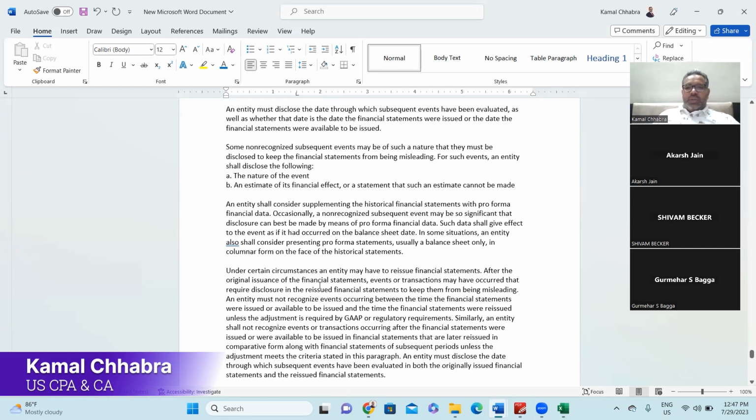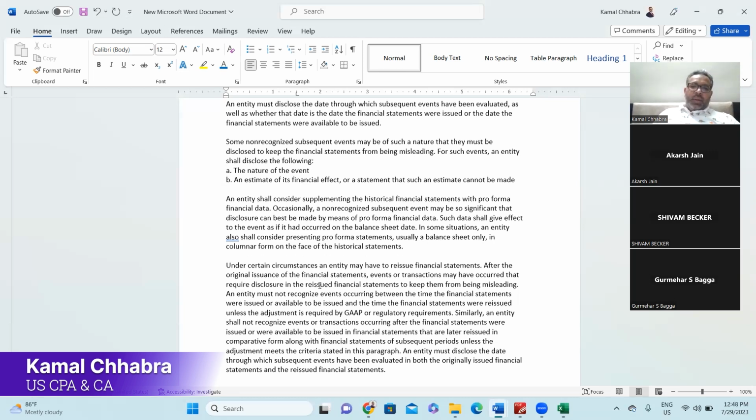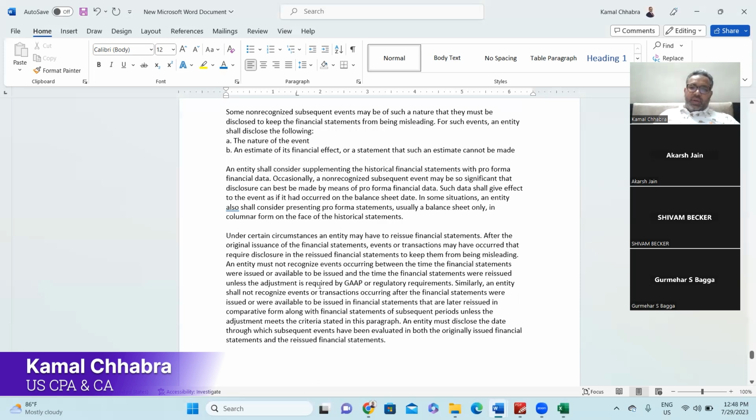So that's a new condition, hence it is not required to be recognized, but the entity must disclose the date through which subsequent events have been evaluated, as well as whether that date is the date the financial statements were issued or the date they were available to be issued. So this is also required to be disclosed, right? From which date to which date you are evaluating the subsequent events, that also requires disclosure in the financial statements. Next, some non-recognized subsequent events may be of such a nature that they must be disclosed to keep the financial statements from being misleading.